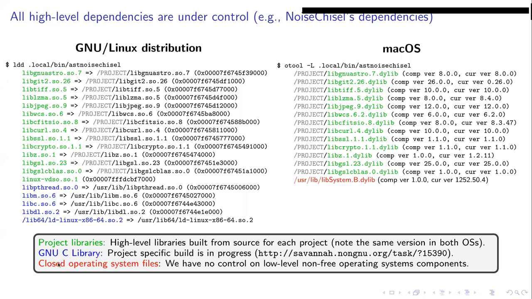And in GNU Linux, we're also working hard to add the C library as well. Once we add the C library, even these blue ones are going to be green, so they're going to be exactly under control. But in Mac, there's no way. In Mac, we can't really go that low level. We hit a wall because Apple doesn't like us to see how they do things.